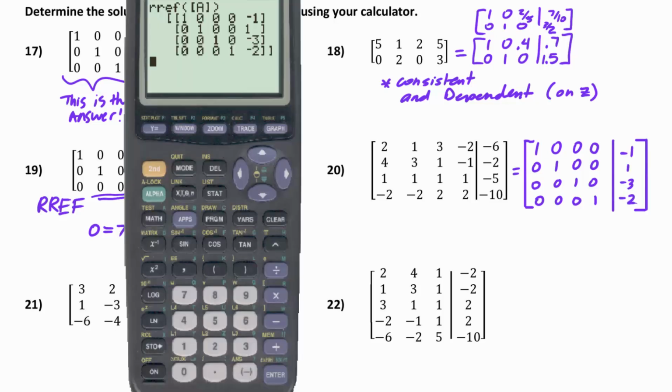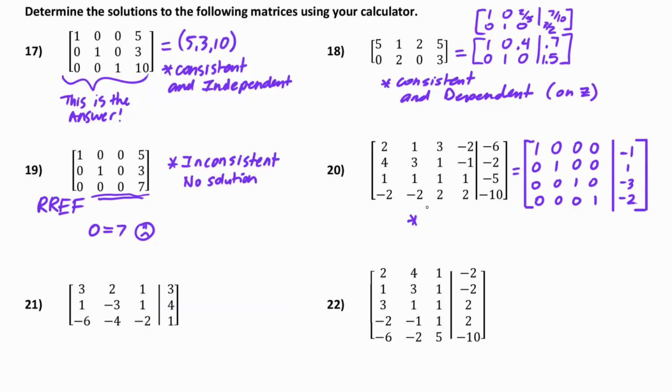So we'll double check, make sure that we wrote it down correctly, and then we'll go ahead and label this as consistent and independent. The solution, the independent or individual solution, is -1, +1, -3, -2. So it's that ordered quadruple, I suppose.